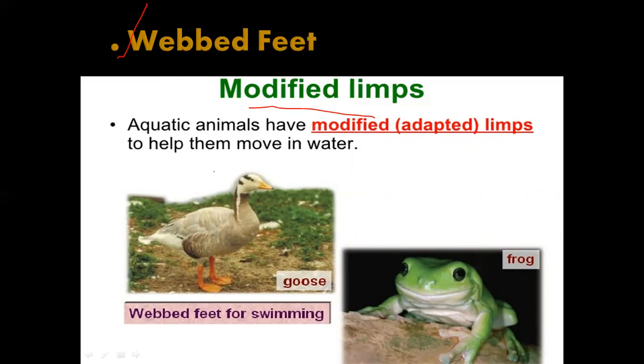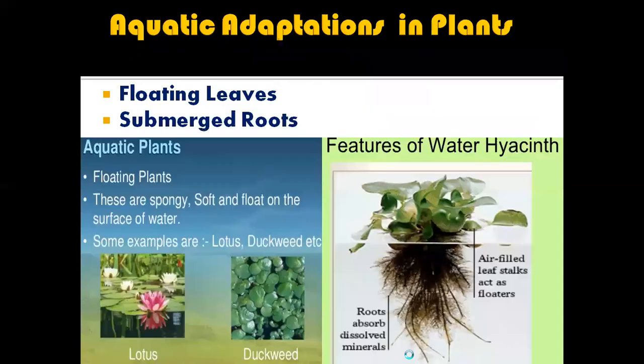For example, this is a goose or seagulls, long birds which mostly prey on the fishes in the water. Look, these are webbed feet, like in the fingers they have skin. This is called webbed feet for swimming, and frogs also have the same type of limbs.